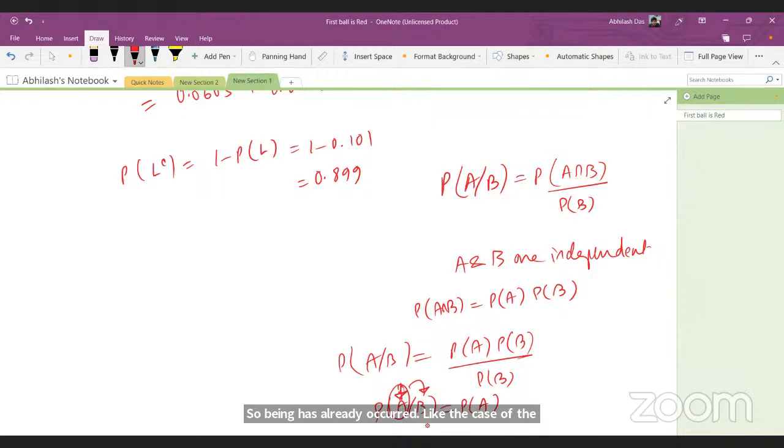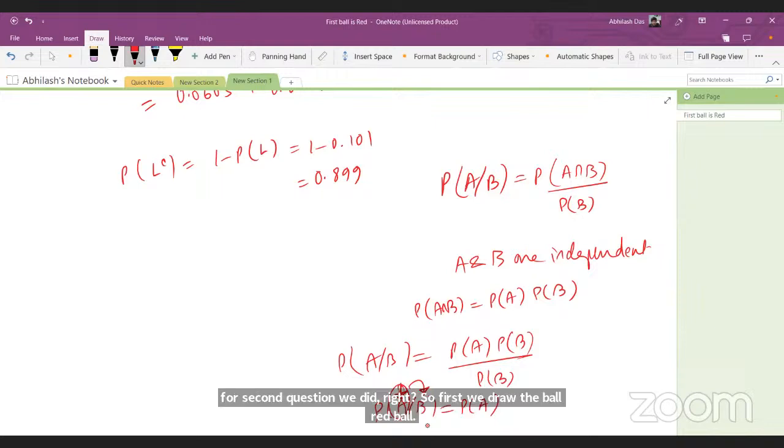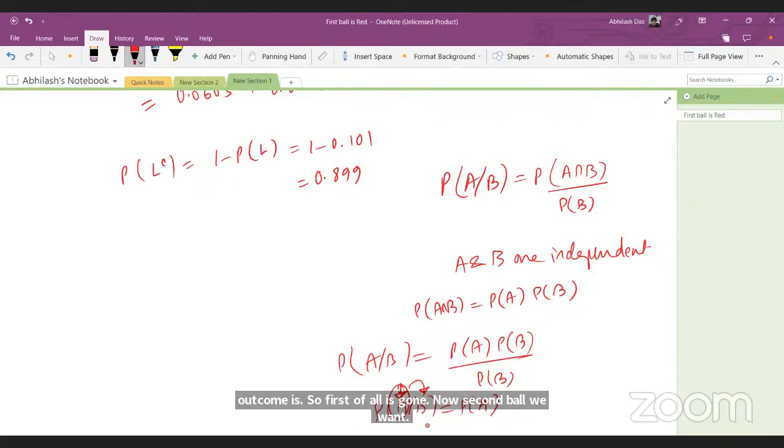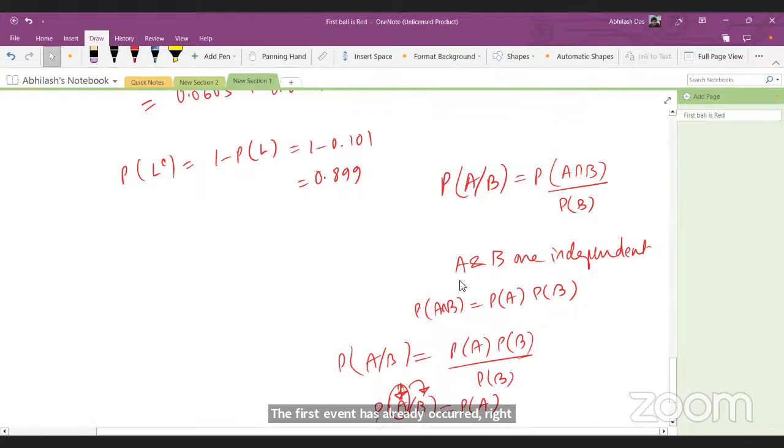So first we draw the ball, red ball. Now we are not concerned about whatever the second outcome is. So first ball is gone. Now the second ball we want B. So the first event has already occurred, right? Yes, sir. Okay, so there are many questions.